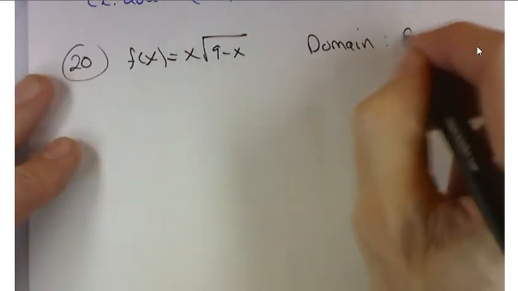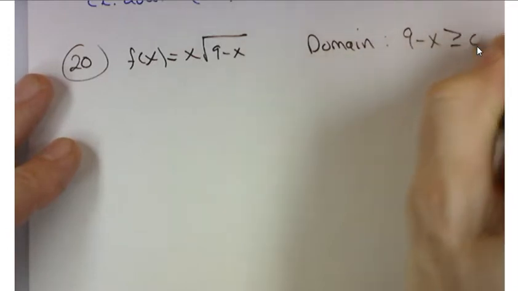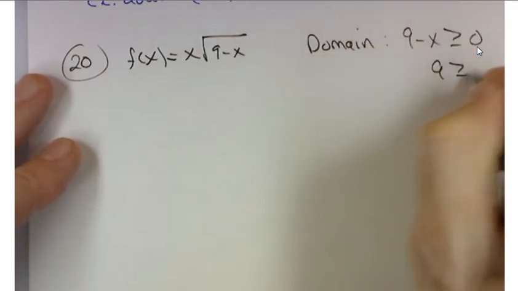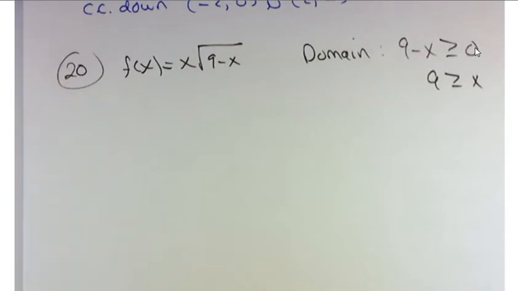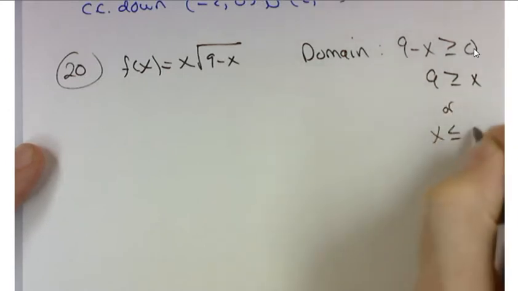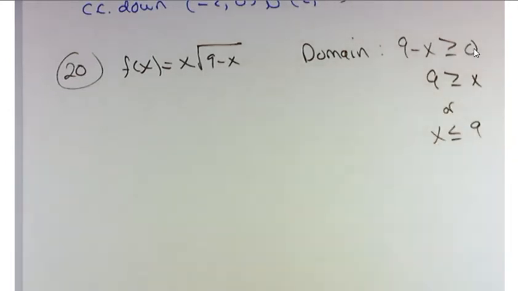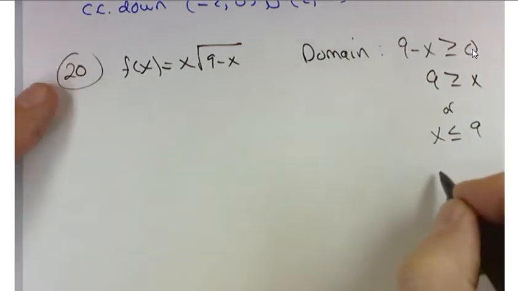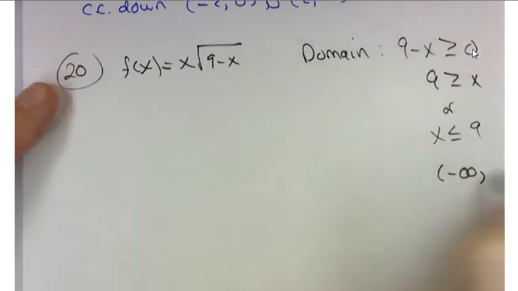So, in other words, 9 minus x has to be greater than or equal to 0. Or 9 is greater than or equal to x. Flipping this around, equivalently, x is less than or equal to 9. It's probably easier to look at and interpret that way for some reason. So our domain is negative infinity to 9.